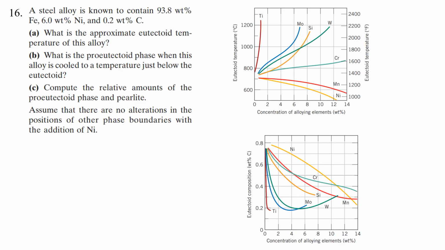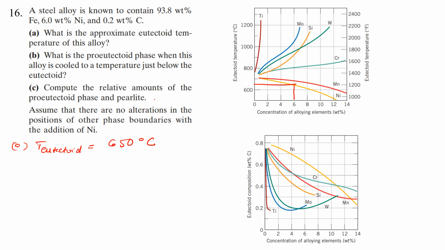Great. So we have been given 6 to 8% nickel in the alloy. So nickel is this, and 6 to 8% is this, right? If we take an intercept, it should come out at about 650 degrees centigrade. So the eutectoid temperature of this alloy from this diagram can be approximated at 650 degrees centigrade. Great. Then what is the proeutectoid phase?